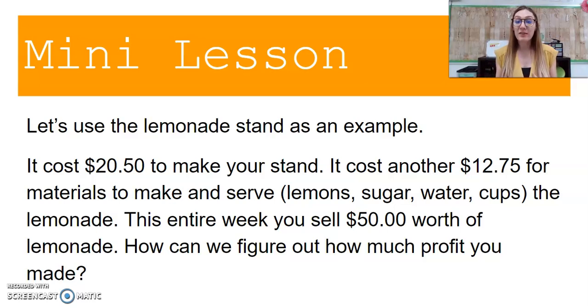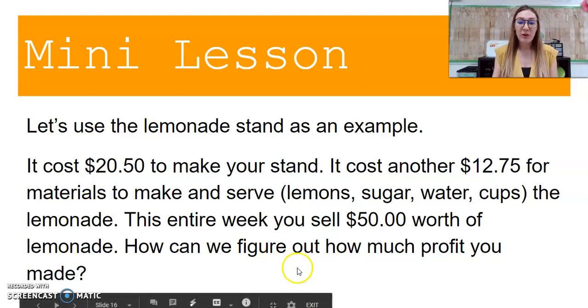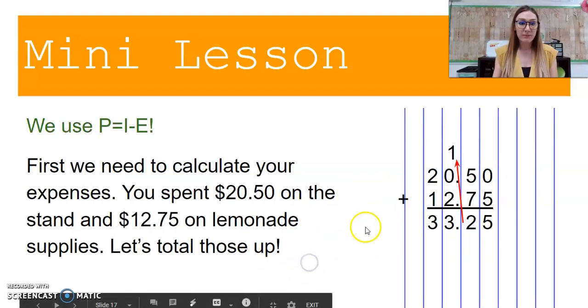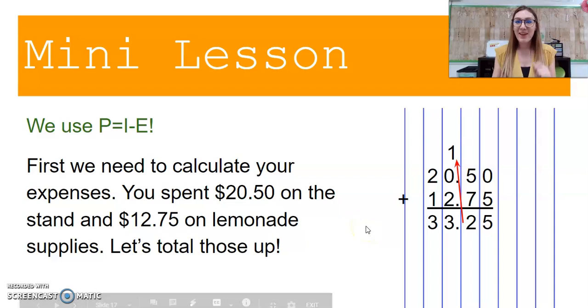But remember, you had to purchase supplies and materials. Those things are expenses. So how can we figure out how much profit you made? We use our formula PIE. Profit equals income minus expenses. But before we do that, we have to calculate your total expenses. So you spent $20.50 on the stand and $12.75 on lemonade supplies.